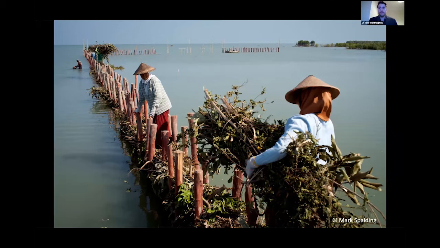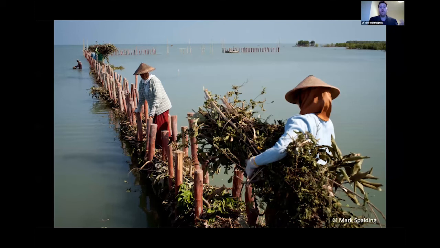In the picture that I'm showing, these fences are being built to trap sediments and allow mudflats to develop on rapidly eroding coasts in northern Java. And it's hoped when the mudflats develop, mangroves will also re-establish themselves and help these communities reduce flooding. And again, this is particularly important in the face of climate change.